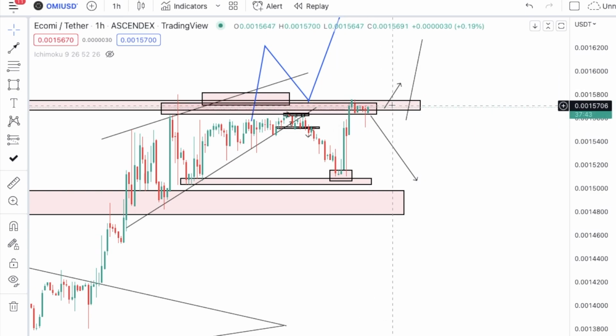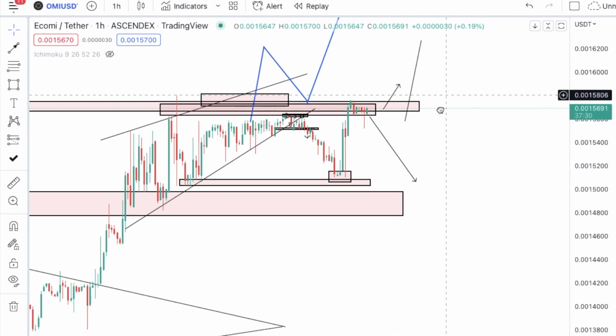But if it does not break this zone of 0.00157, we're going to look for our reversals and look for a control candle break. If we do get that control candle break right away, no hesitation, we're going to look to sell and accumulate more OMI token right here. Then we're going to go for another push to the upside.